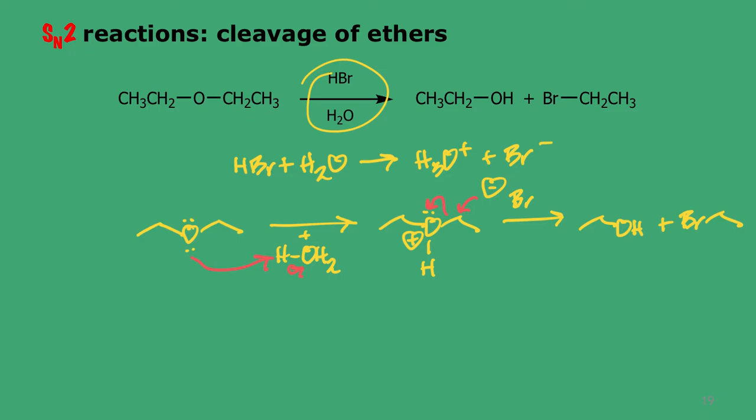So what's happened that allows this to happen is we've made a good leaving group, much in the same way that we turned a hydroxyl group into a water molecule to make it a good leaving group. In this instance, we've turned part of the ether into a good leaving group in the form of ethanol, of an alcohol.